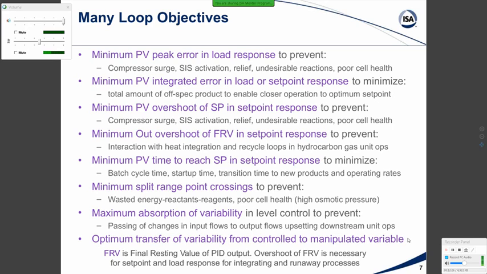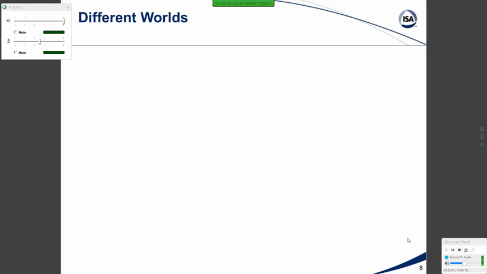And with controllers, we really don't make variability completely disappear. It's like we take it from an important variable and put it to a less important variable, and we have an optimum in a more general sense that we're trying to achieve.